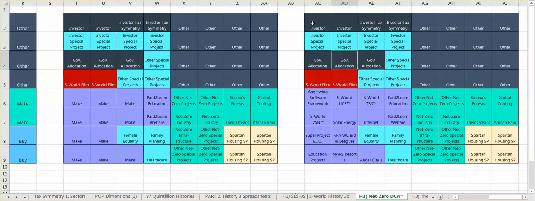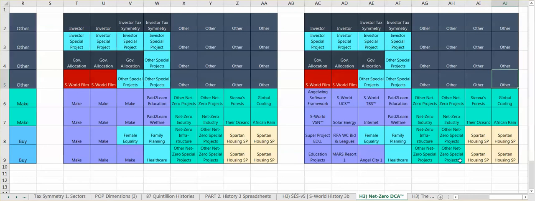These are the three government allocations that I mentioned earlier. Espod Film, other special projects, paid to learn. All these purple ones. You see, welfare, internet, solar energy, education, Leagues, Mars Resort one, Angel City one, Education Projects, Net Zero Special Projects, Sienna's Forest, Global Cooling, African Rain, Their Oceans, Net Zero Industry, Net Zero Infrastructure, Spartan Housing, and other, times 16.